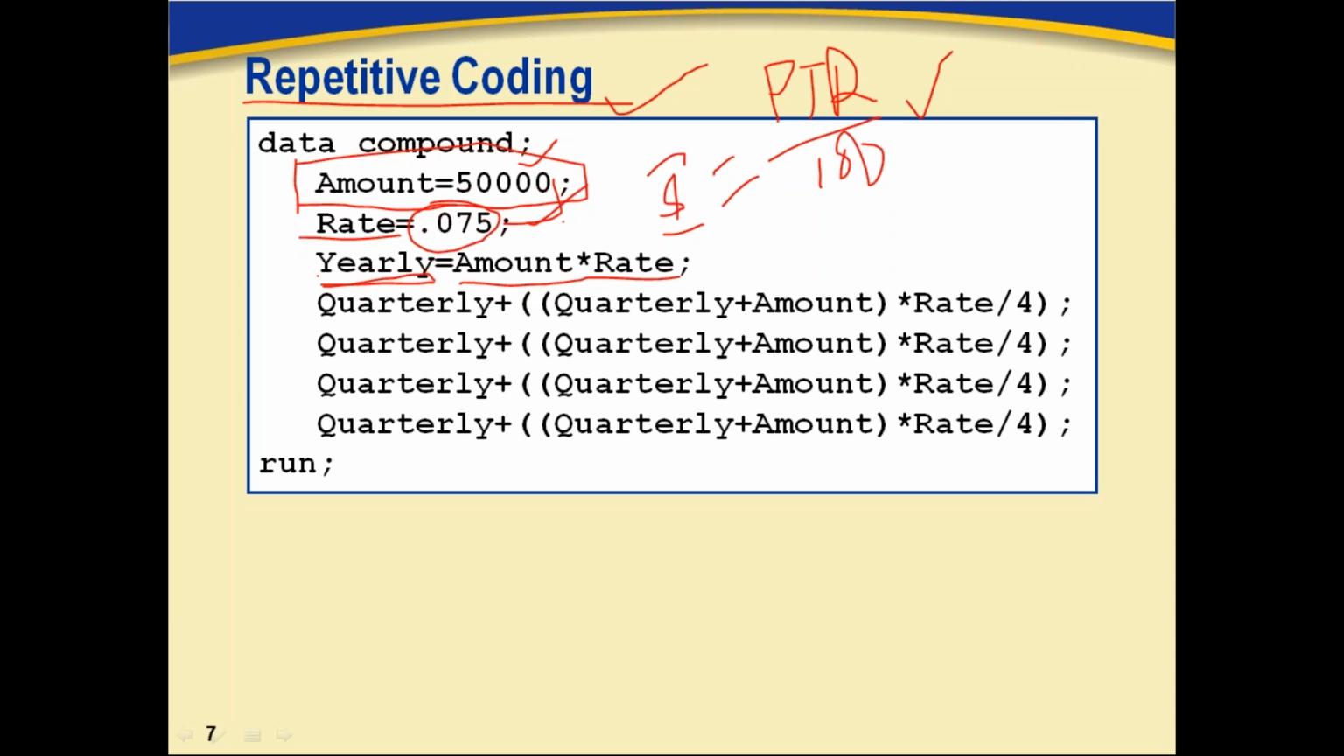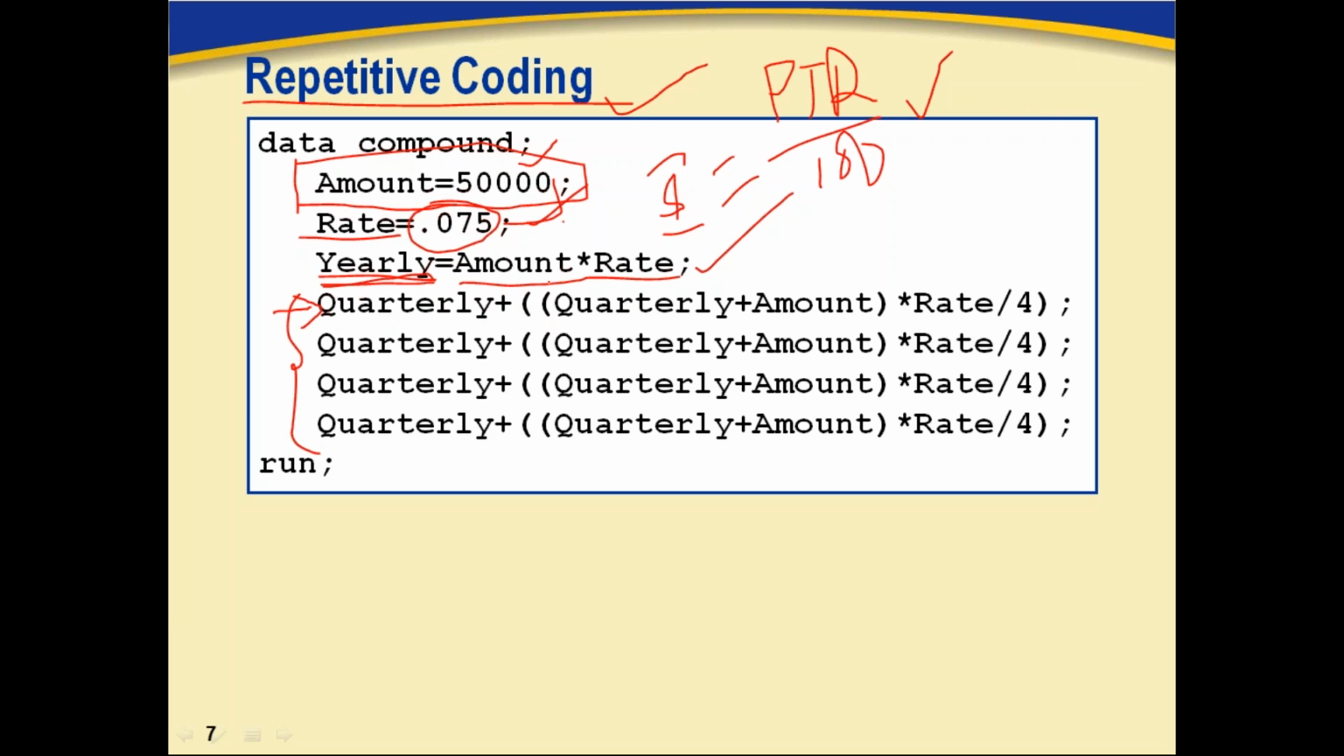So here we calculated yearly interest. Yearly equals amount into rate. If you multiply amount into rate, then you'll get the interest for that year. Coming to quarterly, they have asked to calculate quarterly also, right? Quarterly.